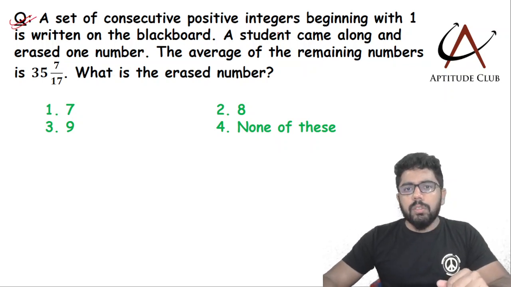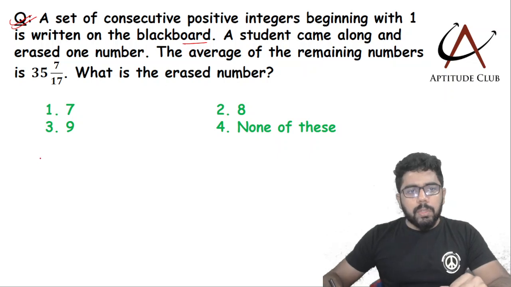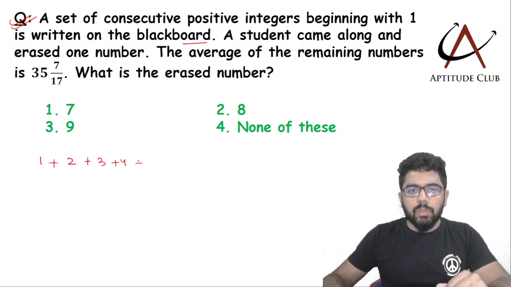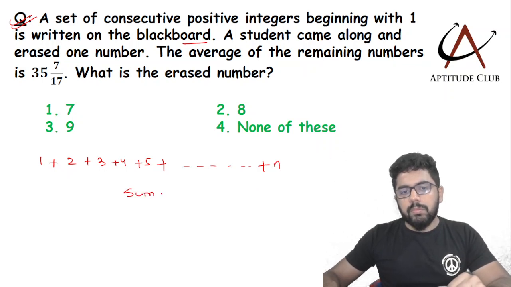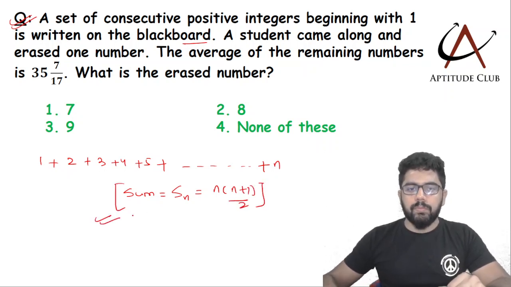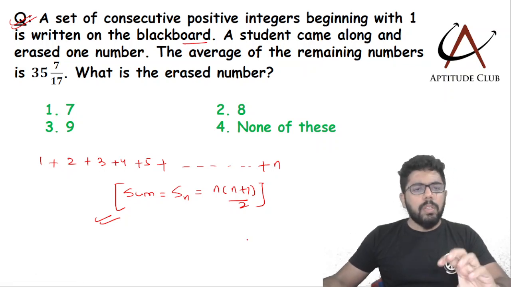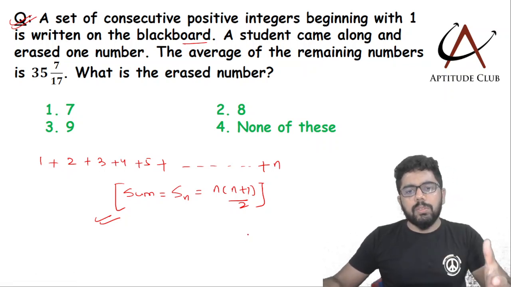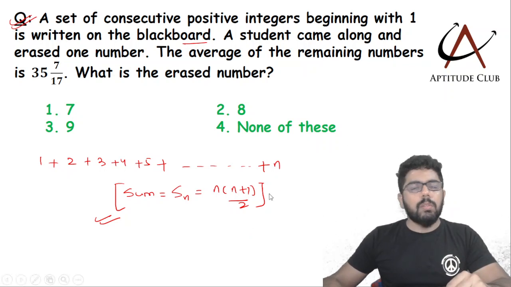A set of consecutive positive integers beginning with 1 is written on the blackboard. Suppose I'm writing from 1 like this: 1, 2, 3, 4, 5, and let us say I have written till n. For this sum, there is a formula. It is n into n plus 1 by 2. This is how you can calculate the sum. Simple formula: sum of first n natural numbers is n into n plus 1 by 2.